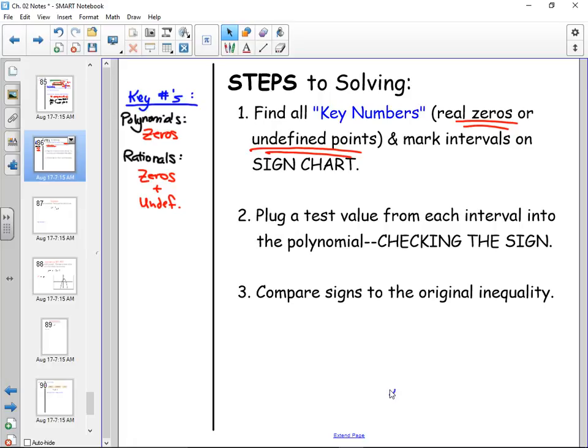Okay. So with that, let's go ahead and tackle another example. If you want to leave space to write this over again, feel free. Skip the lines and then come back to it. But remember, it's the exact same steps to solving, just the key numbers are different.